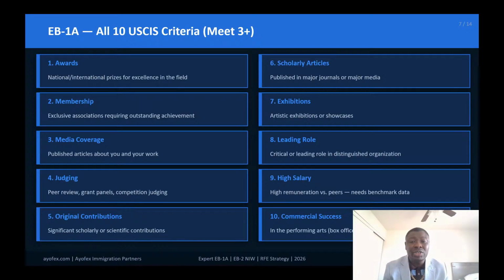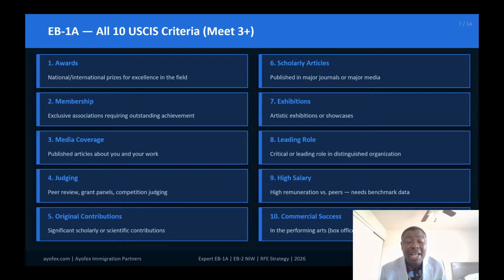The sixth criterion is authorship of scholarly articles in major journals or major media. USCIS has some requirements for an article to be considered a scholarly article. The article must be written for a specific audience, and it must be published in a journal.